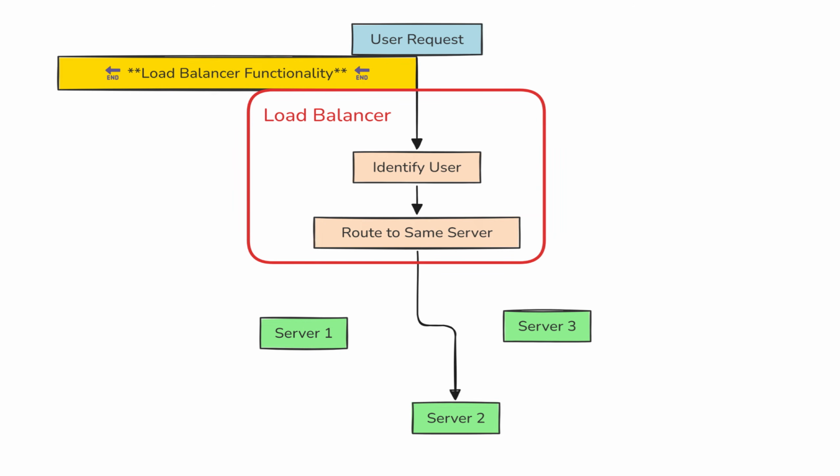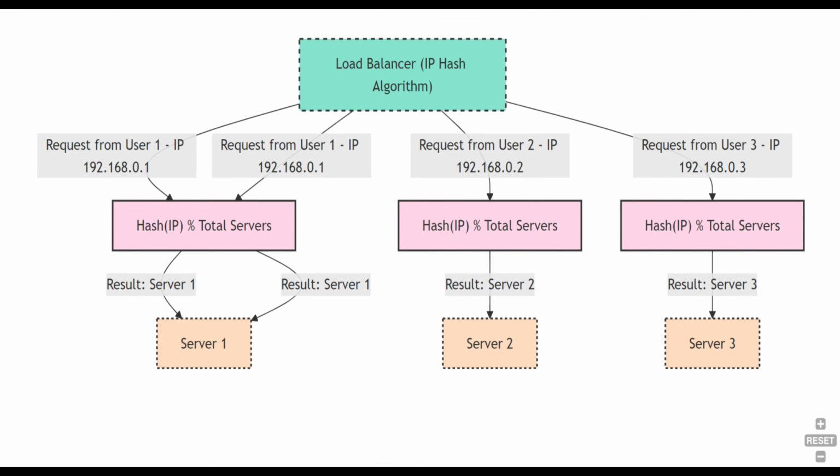Or maybe you just want to maintain user session in the server. For that, we have another algorithm which is the IP hash method. It takes the IP address of the client and then applies a hash function on that. By calculating the hash of the IP address and dividing it by the total number of servers, this method consistently redirects a user to the same server. That sounds familiar, right? It is similar to how the hash map works.